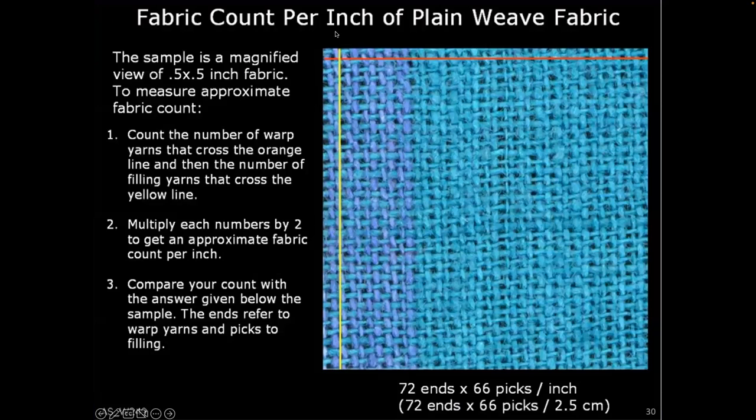So in this case here, we are going to assume this red line is actually half an inch. There are about 36 yarns if you count in this direction. 36, you have to multiply by two because it's only half an inch. You have to calculate how many yarns in 1 inch. 72 is in this direction. So we have exactly 36 yarns in this direction, okay? And if you multiply it by two, that's 72 yarns. So you have 72 warp yarns. If you count these, you get about 33. So 33 by 2 is 66. So in 1 inch, you have 72 warp yarns and 66 filling yarns. So your yarn count would be 72 by 66.